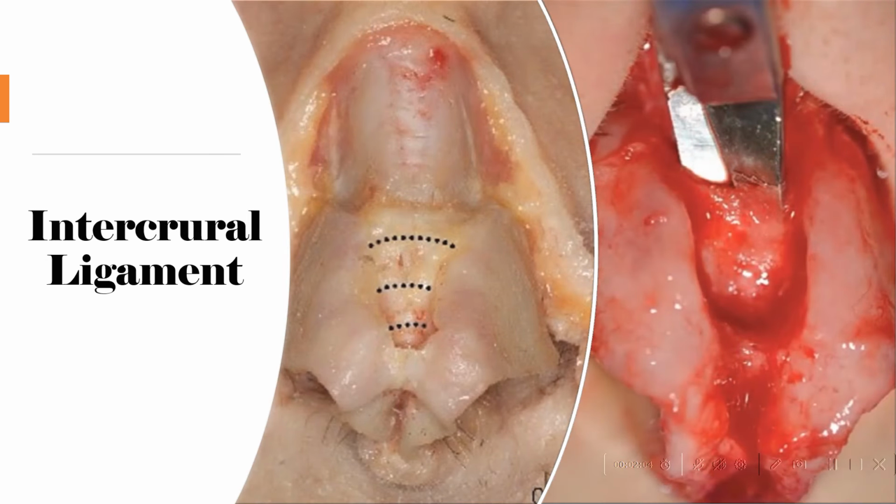Intercrural ligament. The intercrural ligament connects the cephalic border of the entire alar cartilages, including the lateral, middle, and medial crura. It passes just above the mucosa and holds the alar cartilages together. The intercrural ligament unifies the two alar cartilages and acts as a suspensory sling over the anterior septum.